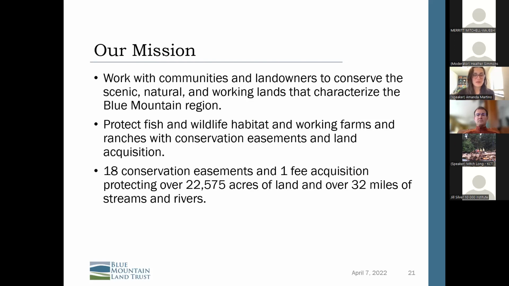So our land trust in particular has specialized almost exclusively in conservation easements. We have 18 conservation easements and have recently purchased our first property. And collectively, they protect over 22,575 acres of land and over 32 miles of streams and rivers. So you'll hear a little bit later from other land trusts that have more fee acquisitions. We have found in our service area, just given the makeup of our land, that conservation easements have been our biggest tool so far.